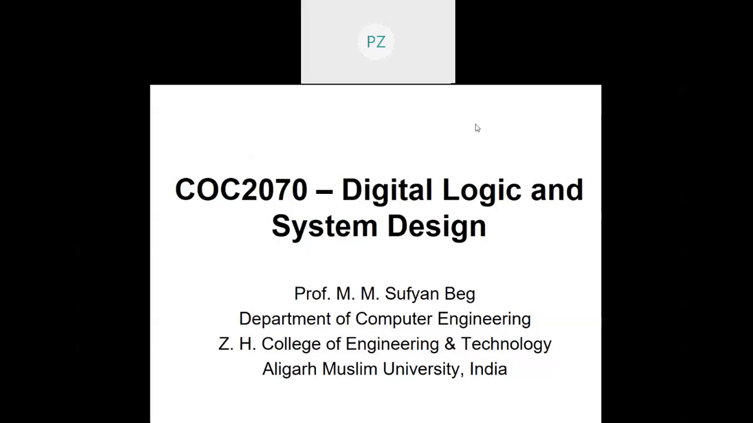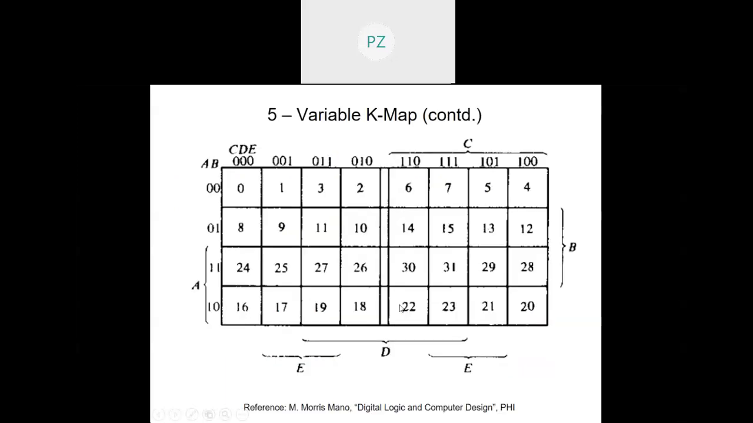Dear students, welcome to this lecture in Digital Logic and System Design. Today we are going to continue with the discussion on the Karnaugh maps or K maps. We've already seen 2 variable, 3 variable, 4 variable K maps. Today we will see 5 variable K maps.